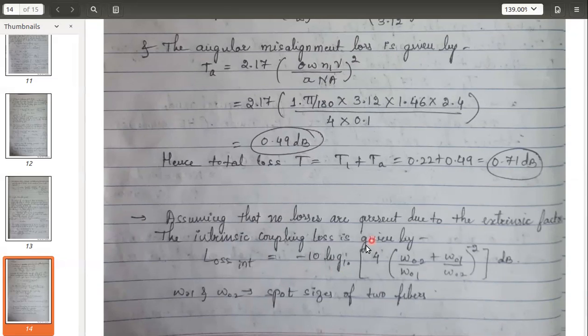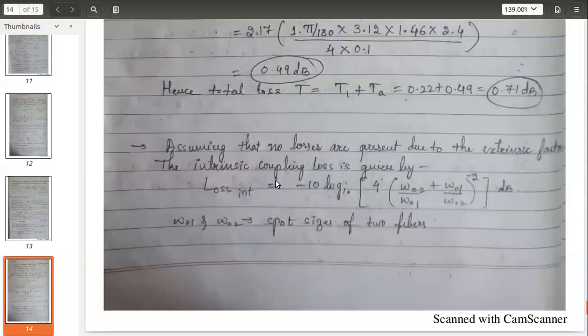It is given by minus 10 log to the base 10 of 4 over the quantity omega naught 2 by omega naught 1 plus omega naught 1 by omega naught 2, whole squared. Omegas are the spot sizes. Earlier we had only one omega in the formula because the spot size of both was the same. But if the spot sizes are different, then you have to consider this equation. This is the equation for loss assuming there are no extrinsic factors or misalignments. Hope you understood this. These are direct equations, and you should remember them.